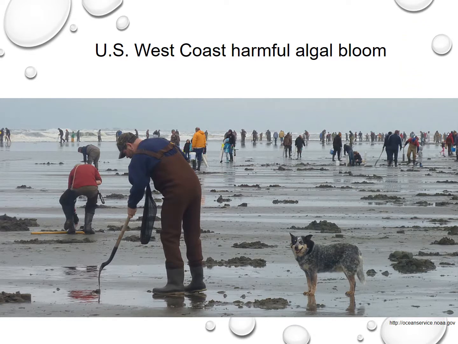And here's a picture of the US West Coast cleaning up after a harmful algae plume. So over the past few months, this outbreak, which stretched from central California to the Alaska Peninsula, has resulted in significant impacts to coastal resources and marine life. NOAA has been working closely with federal, state, tribal, academic and other partners to respond to this unprecedented harmful algae plume, and that was in 2011.